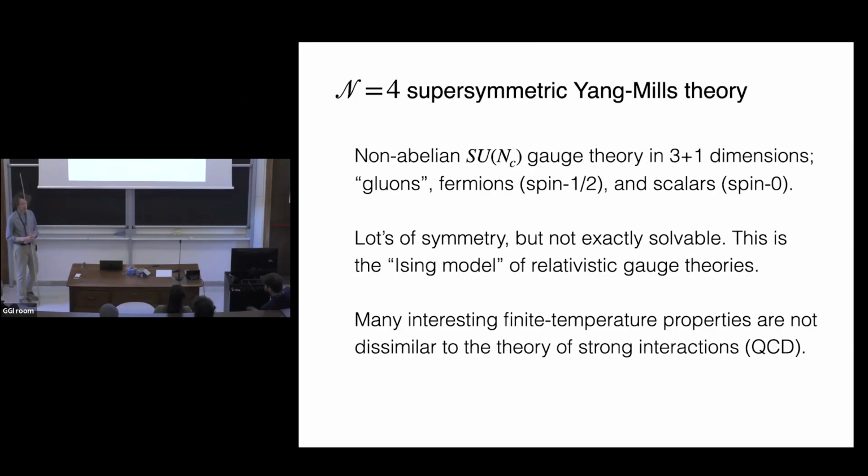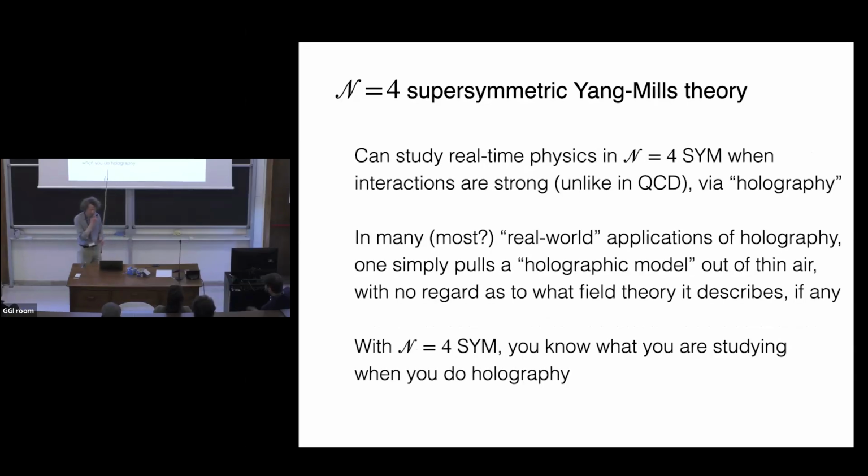And if you want to think about all relativistic gauge theories, this is quote unquote the Ising model of relativistic gauge theories. So it's useful to understand it. And many interesting finite temperature properties of the theory are not that dissimilar from QCD. Now, you can study real-time physics in this theory when interactions are strong via the methods of so-called holography. I'll talk about this so-called holography a little bit later.